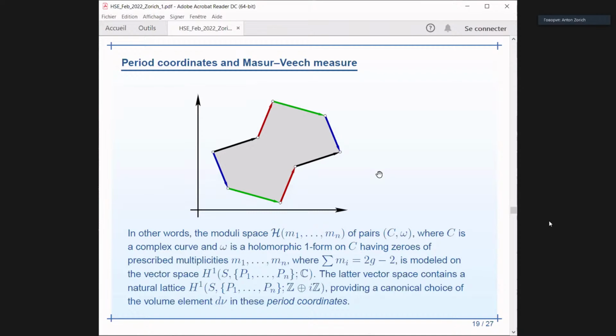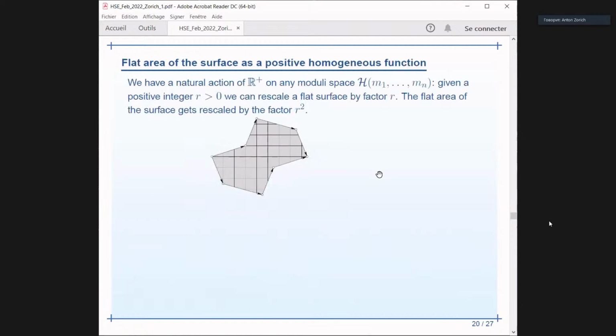And in these period coordinates, we also have an integer lattice. So instead of considering coefficient C, we can consider coefficient Z plus IZ. Excellent. So we have a very rich structure. And also we have the area of the surface.